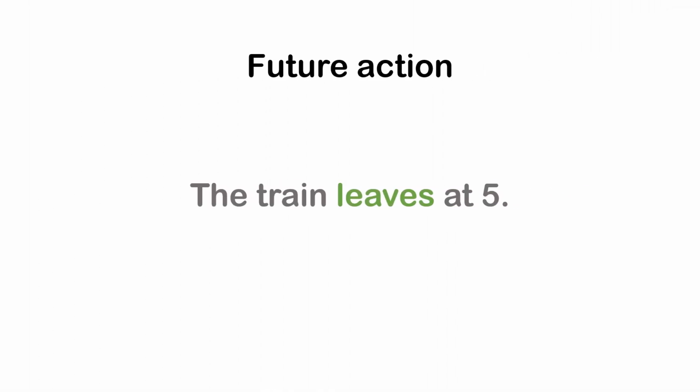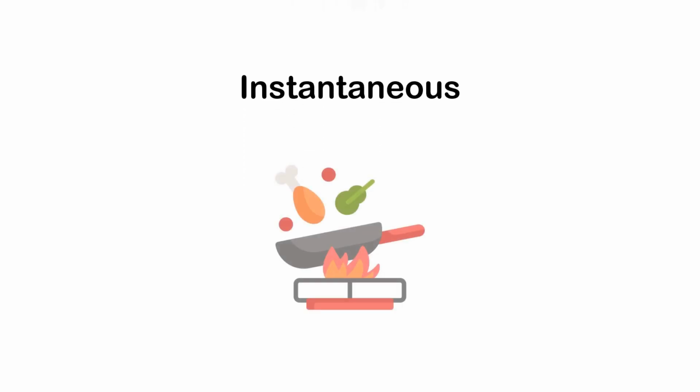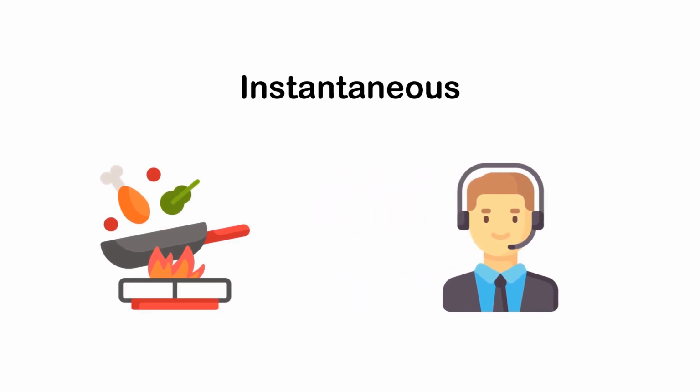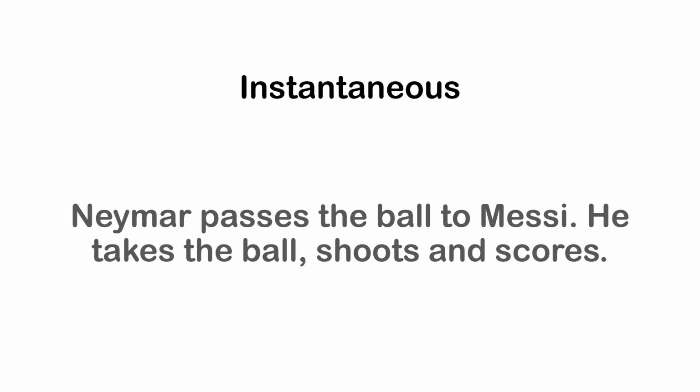So, we can express future in the present simple tense only when we talk about an official schedule. The instantaneous value. This value is quite interesting. You will find this use of the present simple tense mostly in cooking shows, sports, or commentaries. Look at this example. Neymar passes the ball to Messi. He takes the ball, shoots, and scores.